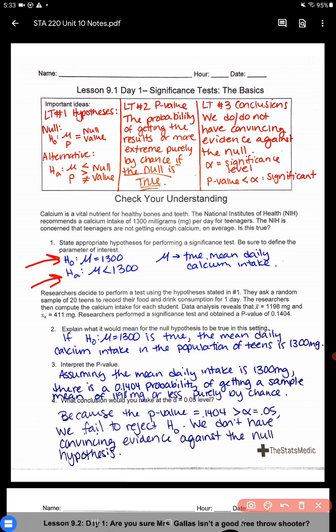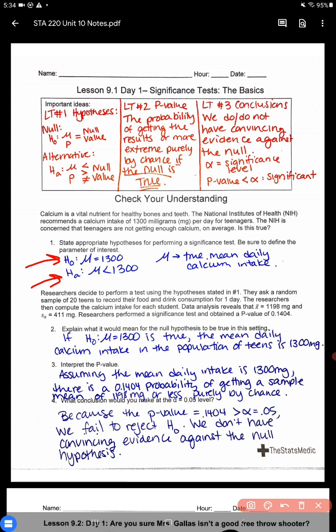What does the p-value mean? Well, our p-value is the probability of getting the results that we got from our sample purely by chance, even if the null hypothesis is true. So how likely was it that just by chance we got a sample result of 1198 if teenagers actually do get the calcium that they're supposed to get? Well, it was about a 14% chance, right? That's not incredibly high, but it's not really unusual either for something to happen 14% of the time, right?